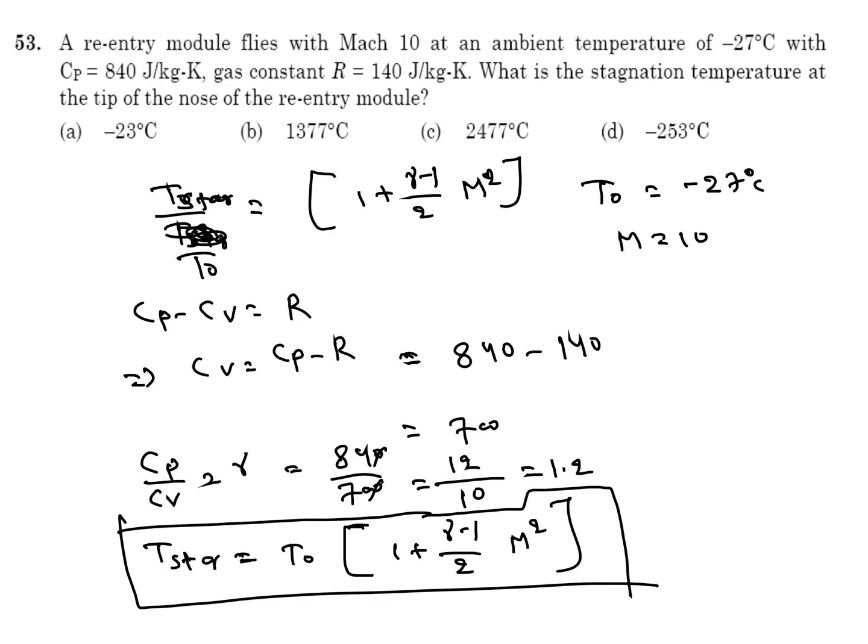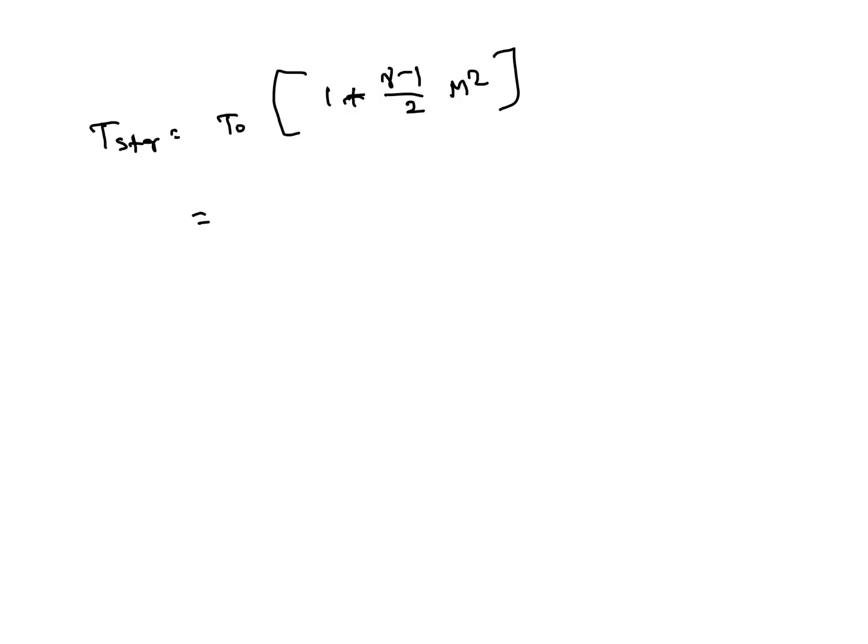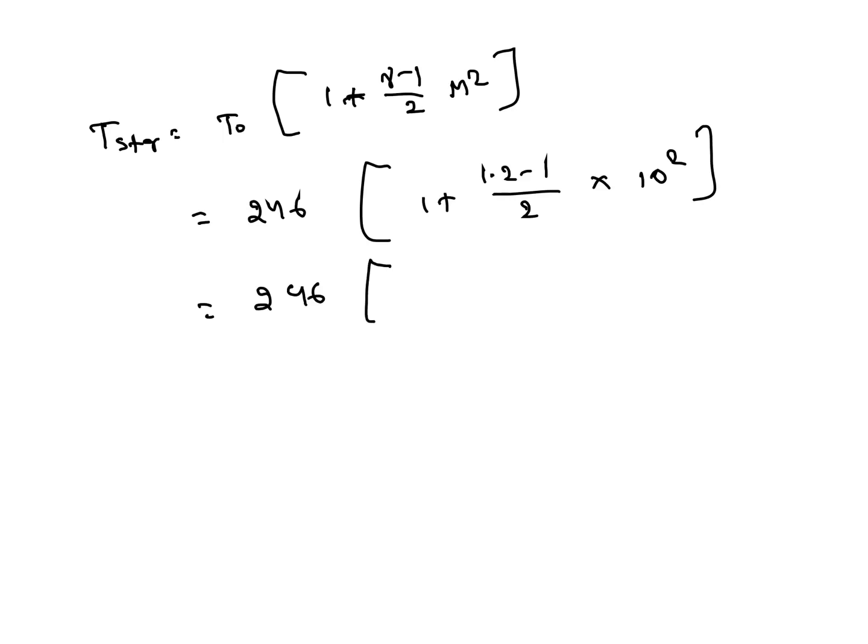T0 is static temperature. It's minus 27 degrees Celsius, so you will get 246 Kelvin. So 1 plus (gamma, which is 1.2, minus 1) divided by 2. M value is given. It's 10 square. So you will get 246 into 1 plus 0.2 by 2 into 100.